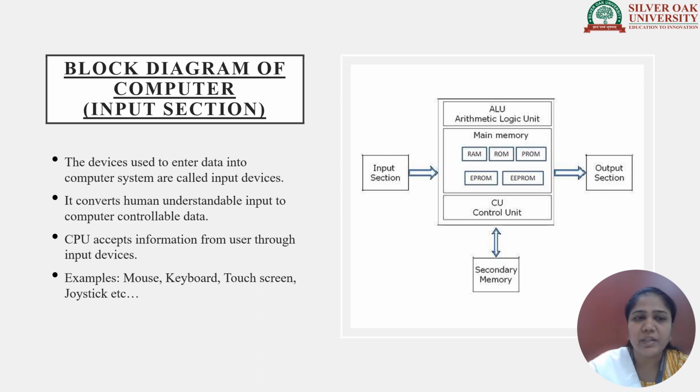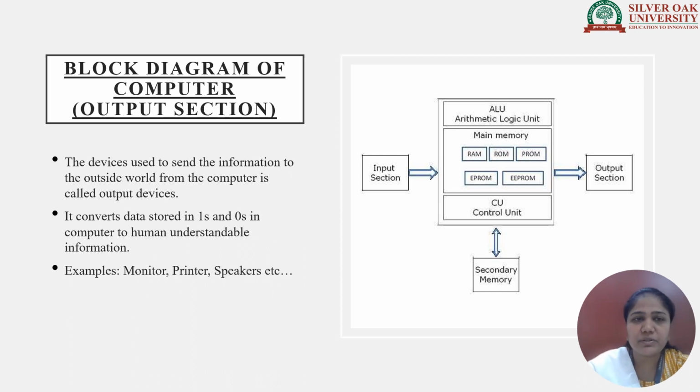Computer controllable data means binary data. Then the CPU accepts the information from the user. Over here you can see the third statement says the CPU accepts the information from the user through input devices. Obviously we need to give some instruction to the system, and that instruction will be given with the help of input devices. For giving input to the computer system, we may have devices like the mouse, keyboard, touch screen, joystick and so on. Joystick, I think you know, is normally used for gaming purposes.